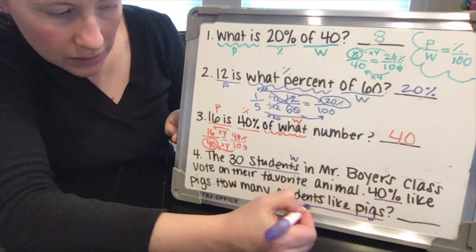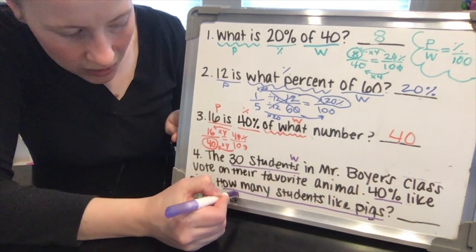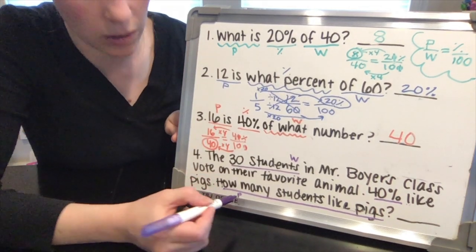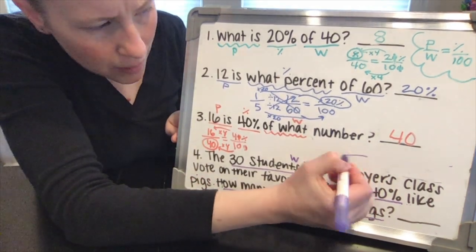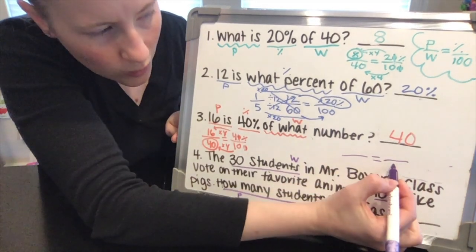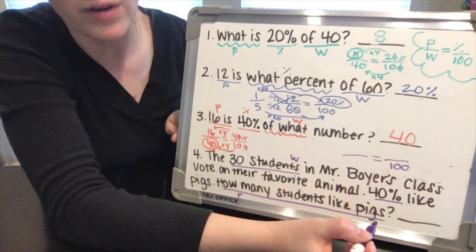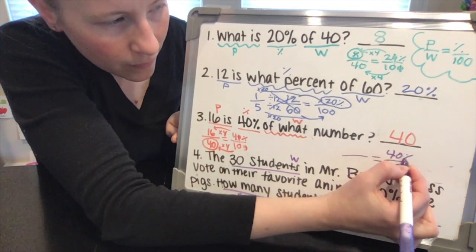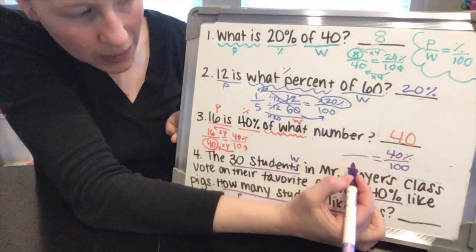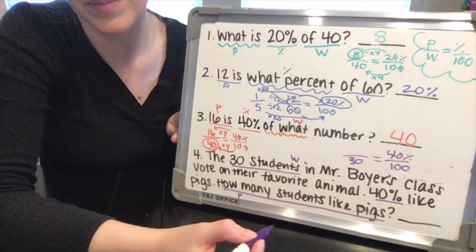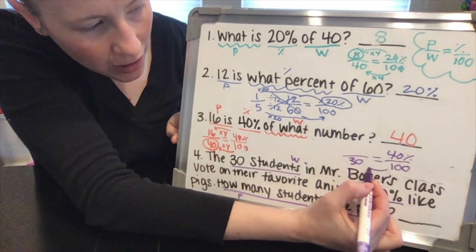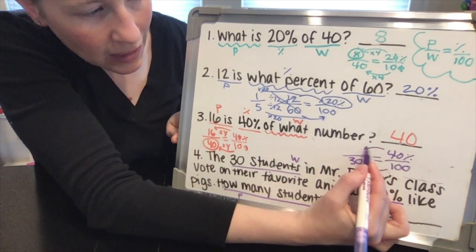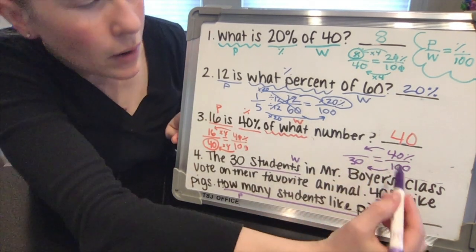And then it says how many students like pigs. So how many students like pigs? That's only going to be part of the class. I'm going to put a little letter P down here. If I set up my proportion with my 100 in the bottom right hand corner, as usual, 40% goes over 100. And then my 30 students, because it was my whole class, it goes down here on the bottom. If I'm trying to get from 100 to 30, I realize that it doesn't work. So I need to simplify.